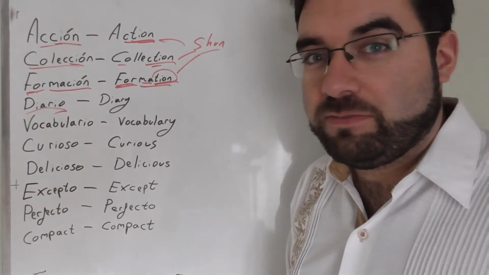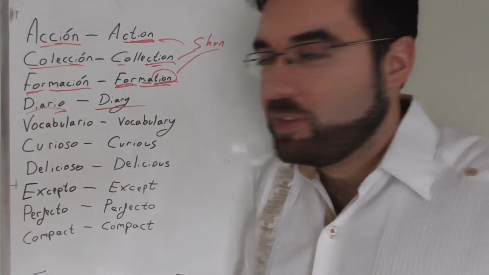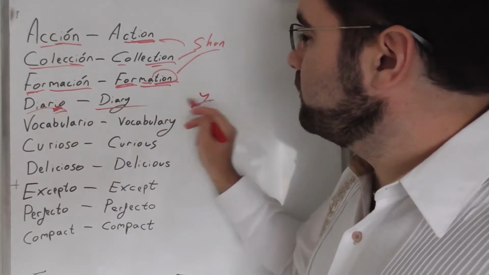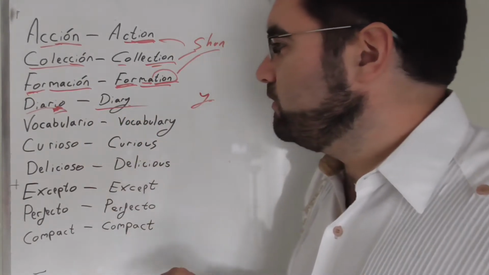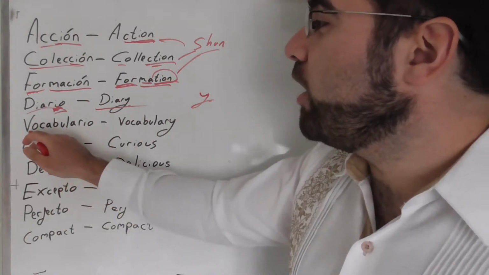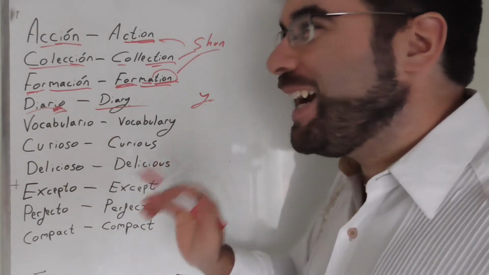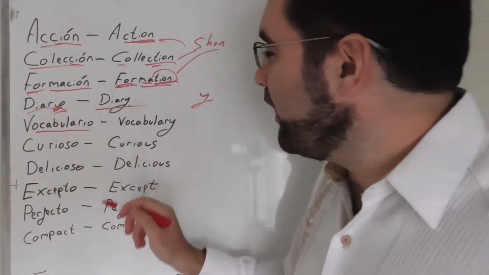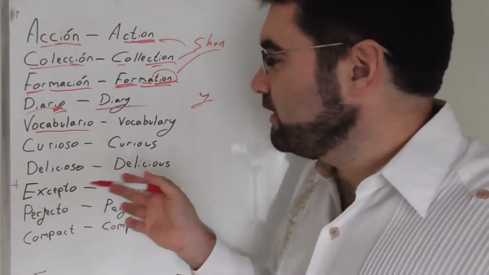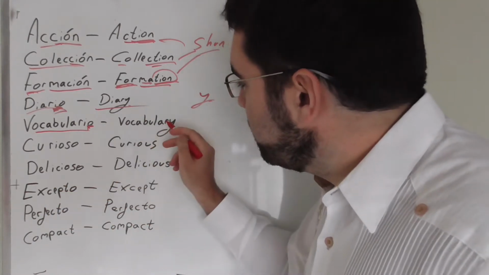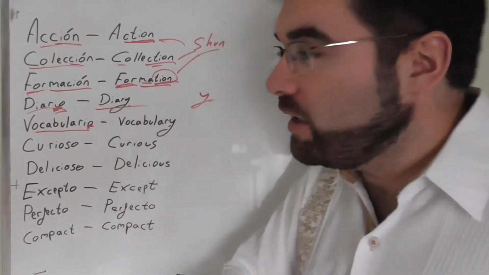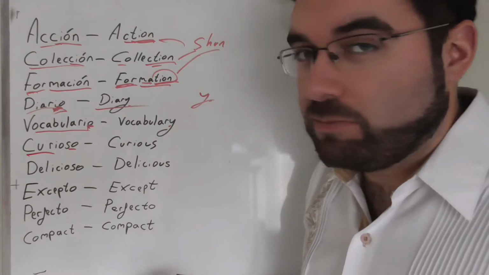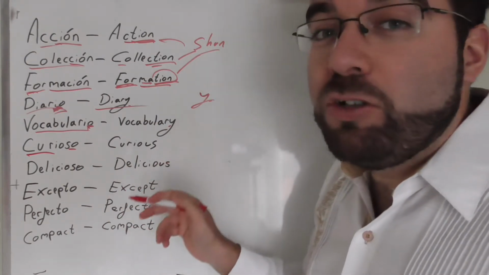Diario, diary. This Y, this IO, is often replaced with a Y. Diario, diary. Very nice. Vocabulario, vocabulary. Very nice. Again, this O, just here with a Y. And very similar spelling as well most of the time. Curioso, curious.